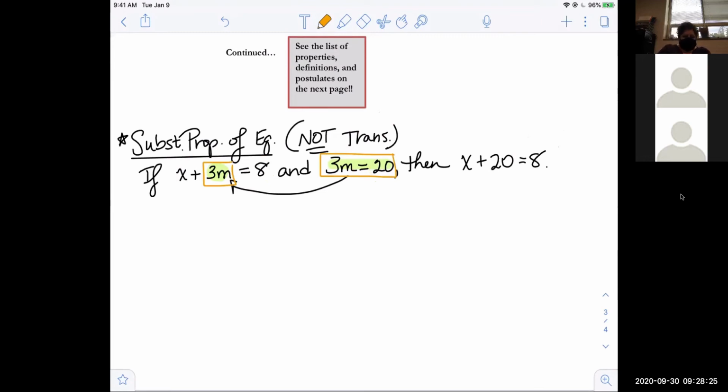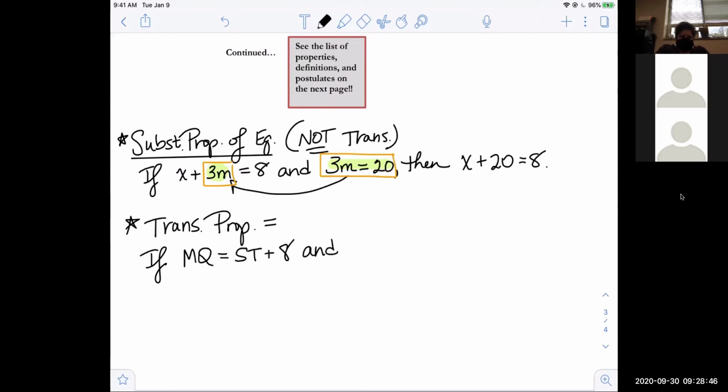Now let's look at one that is transitive, property of equality. If MQ equals ST plus 8 and MQ equals 37, then what is the conclusion? Frankie, what would be the conclusion by transitive?